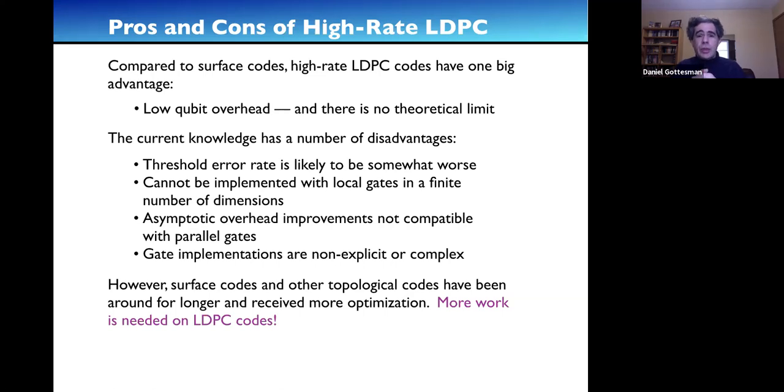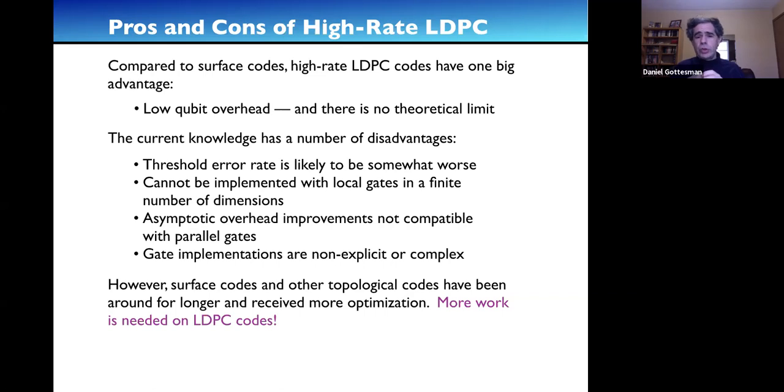However, if you're stuck with the current knowledge of LDPC codes, the threshold error rate, while not horribly bad, is probably going to be worse than surface codes. We don't know how to do this with local gates in a finite number of dimensions, and that seems like something that's probably very hard to do. We don't know how to do it with a fully parallel circuit. So if you have a well-parallelized algorithm, then you'd end up trading off space for time. At the moment, I think that's a good trade-off because number of qubits is a big constraint in existing systems, but it's clearly something that's not completely desirable.